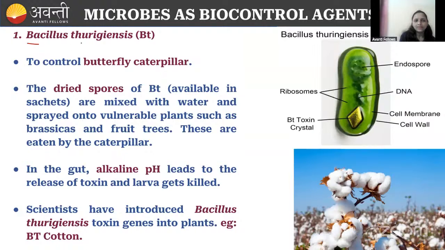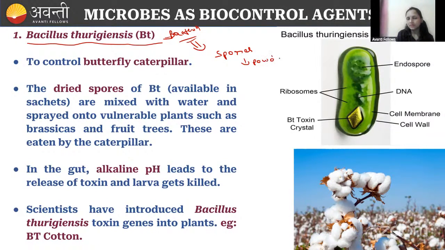Bacillus thuringiensis, you will read this in the biotechnology chapter, where we also use it. Bacillus thuringiensis is a bacteria. What we will do is take the spores of this bacteria, which are in powder form, and mix the powder with water. And we will spray this water.